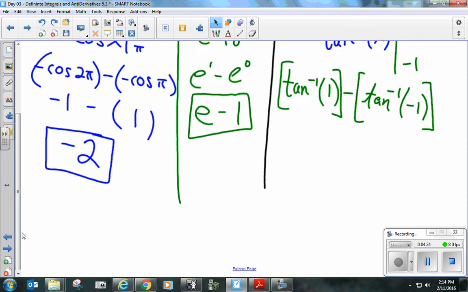You put that in a calculator or no? You do it out. You put it in a calculator. All right. Let me explain. All right? If you put this in a calculator, you get 0.